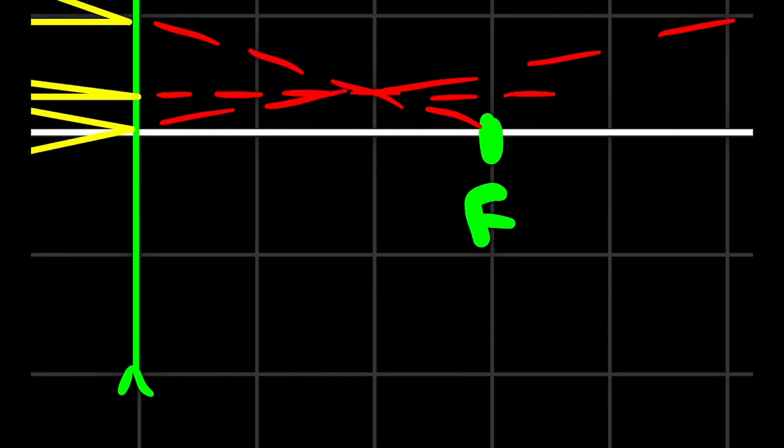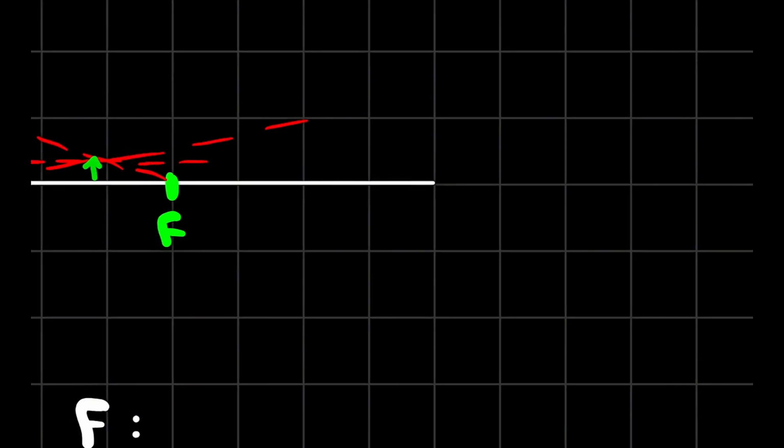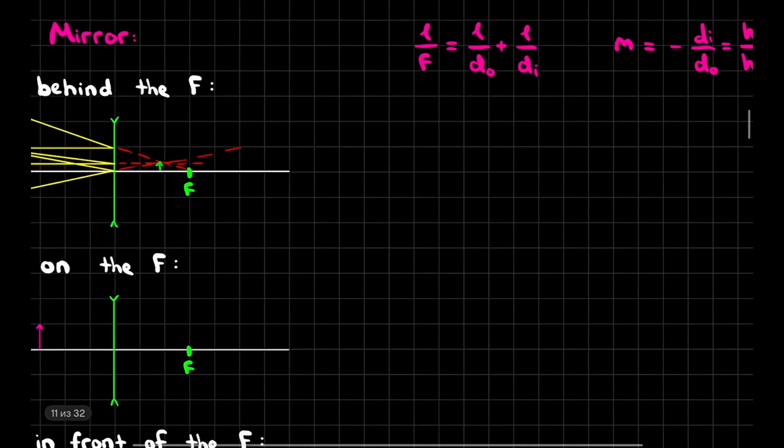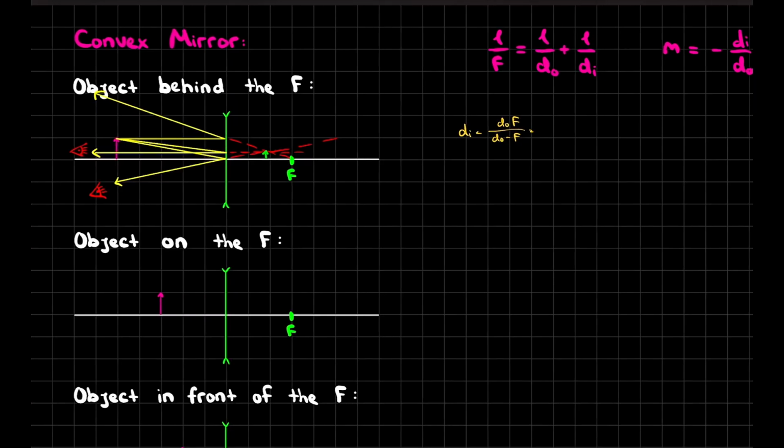Okay, so the last image would be here. Let's try to calculate it and see if our calculations are correct. If it is not, then we'll correct our image. Again, this formula: di equals do times f over do minus f. The distance of the object is 50.